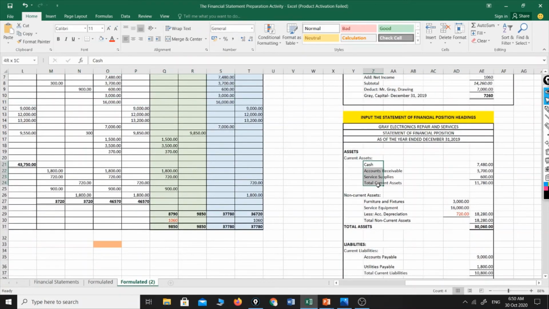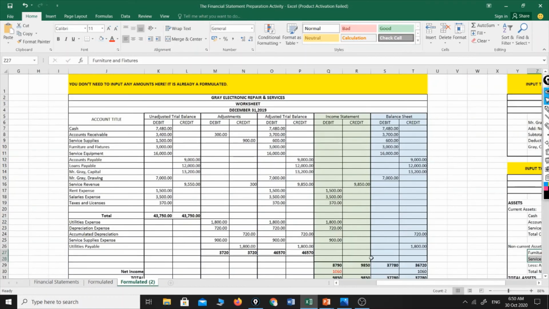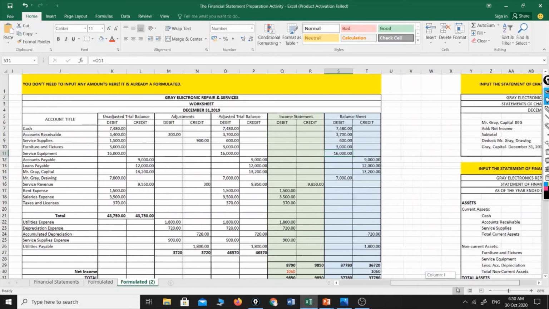So this is how we prepare our financial statement here. Just copy the account titles which we classified as current asset and their related amounts. And then we total the current asset. And for the non-current asset, we also copy that one here. We have furniture and fixtures as well as service equipment, 3,000 and 16,000. So we put it here.